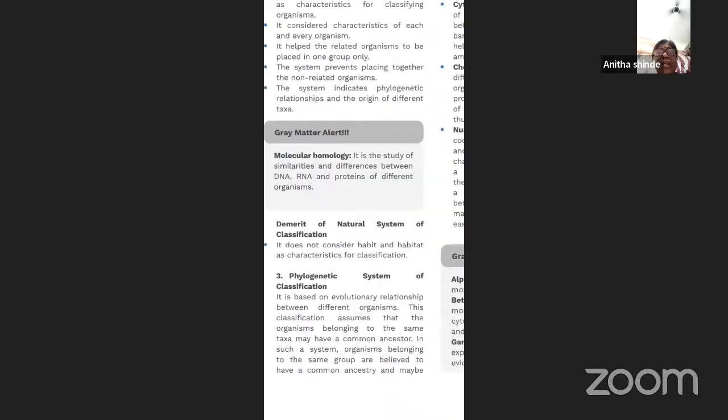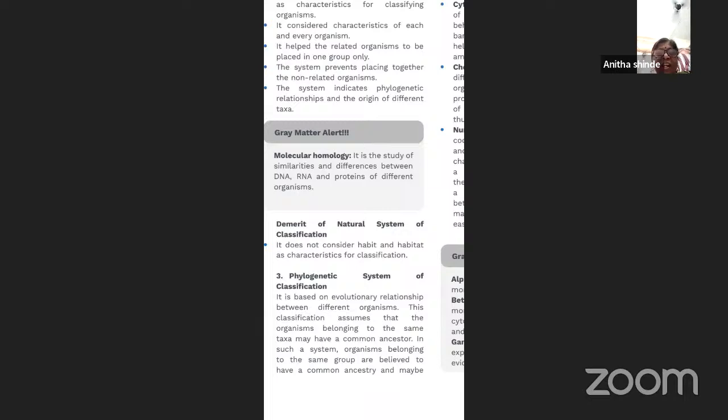Now the third system is the phylogenetic system of classification. The phylogenetic system of classification is based totally on the evolutionary relationship between different organisms. Evolutionary relationship means their ancestral relationship: from which group they have come, who their ancestors are, and how they have evolved. Since this phylogenetic system relied only on their ancestral or evolutionary relationship, this classification gained significance and was accepted by one and all.